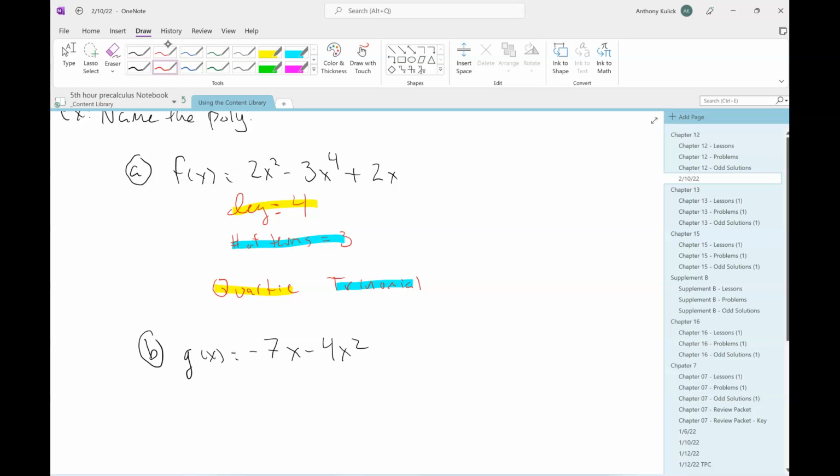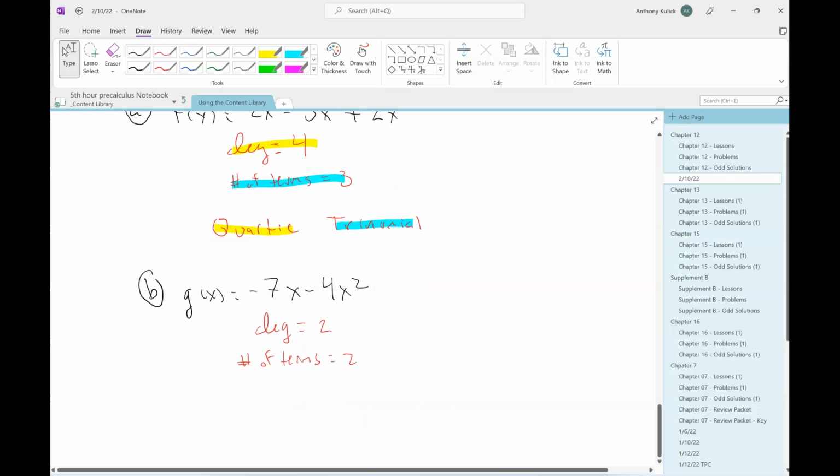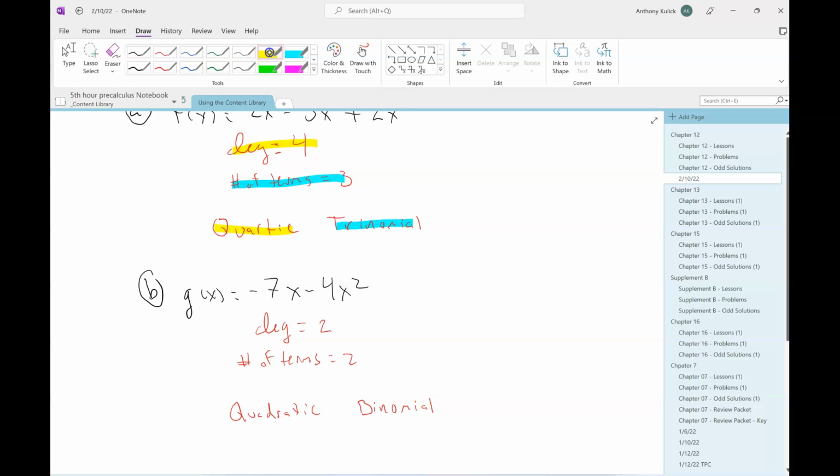Okay. So the degree here is 2. Great. And the number of terms is also 2. So because it's degree 2, we'd say it's quadratic. And because there's 2 terms, we'd say it's a binomial. Pretty easy, right? Not a big deal.